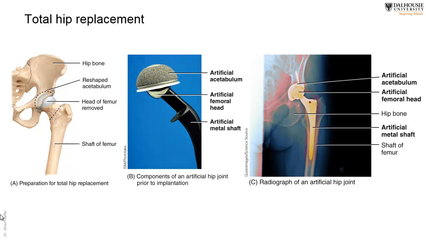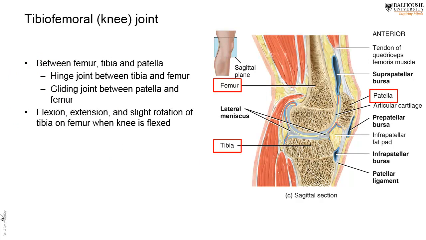Some other joints in the body can also be replaced with a prosthesis, like a metal prosthesis, like the knee joint and the shoulder joint. Another example of a joint is the knee joint. This is the joint between the femur and the tibia on one side, and the femur and the patella. Remember the patella, the sesamoid bone in the tendon of quadriceps femoris muscle.